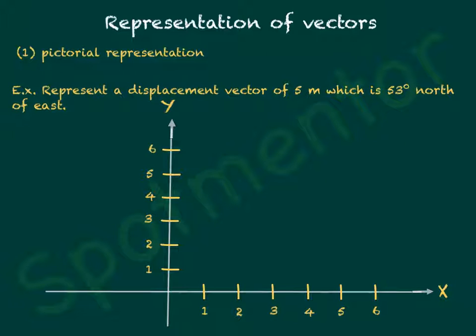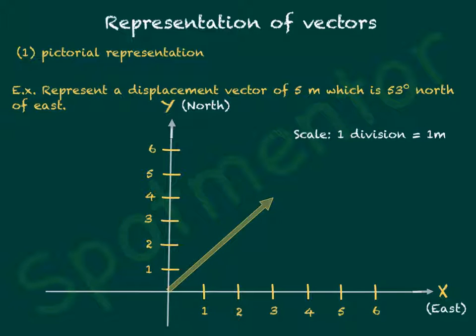So first of all, this is the coordinate system, the xy axis, and for every Cartesian coordinate system there is a scale. So here the scale will be 1 division equal to 1 meter. Now in this coordinate system we have to represent this vector, whose magnitude is 5 meters and it is making an angle 53 degrees north of east. Now let's represent that. Let's first designate y and x to be north and east respectively. Then the vector will be in this direction.